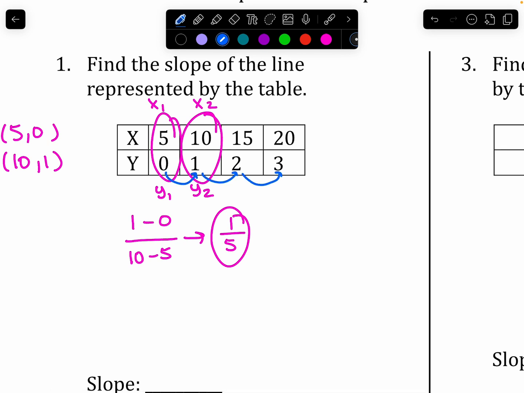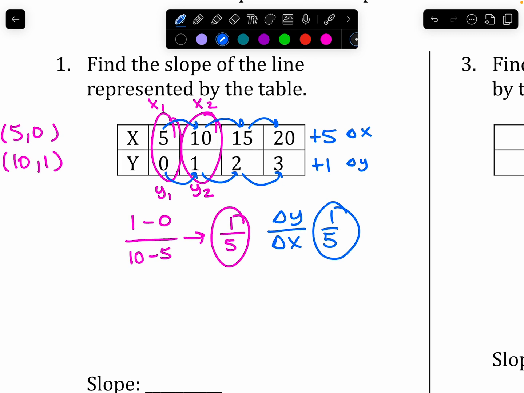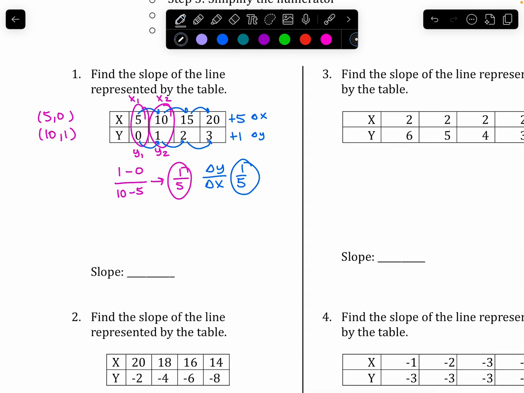And the way that you do this is you look at your y values and you say, what am I doing to get from term to term? You are adding 1. Over here, you would say, what am I doing in my x values? You're adding 5. So the change in y is 1, and the change in x is 5. It's change in y over change in x, so that would be 1 over 5, and either way you do it, you will get 1/5.